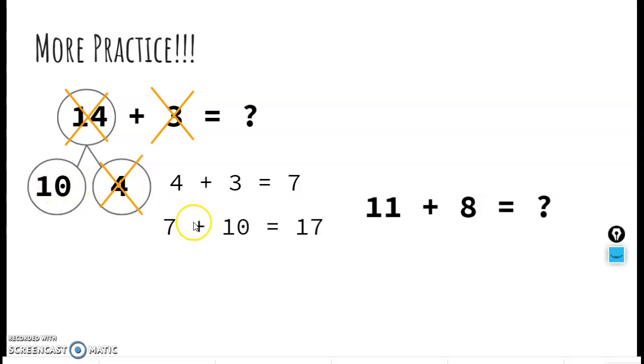Plus the 10. Ooh, that's easy peasy lemon squeezy. Any number plus 10 is easy. 7 plus 10 is 17. So 14 plus 3 is 17.